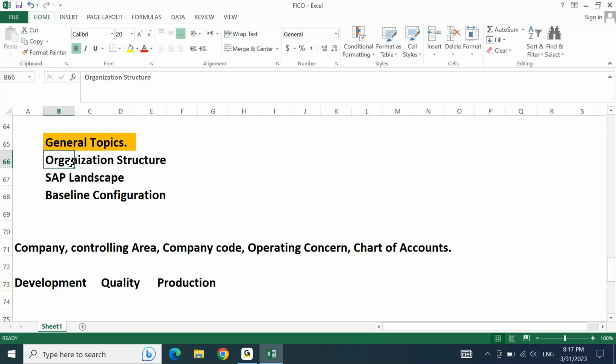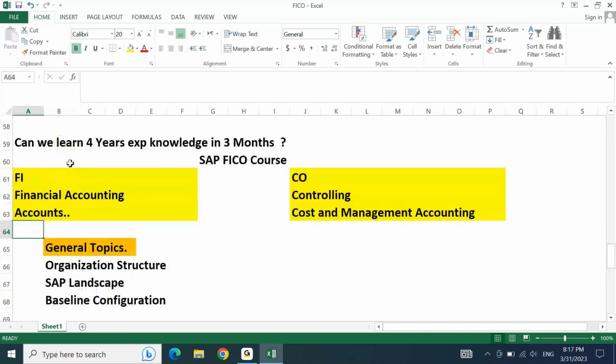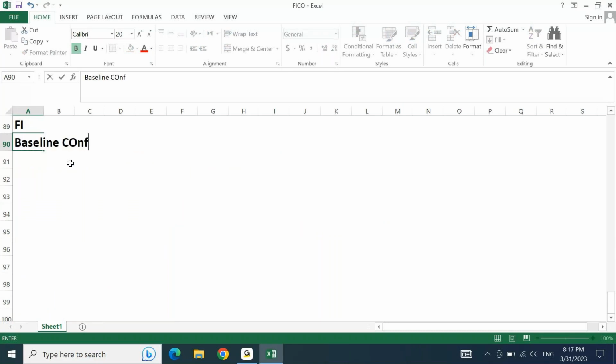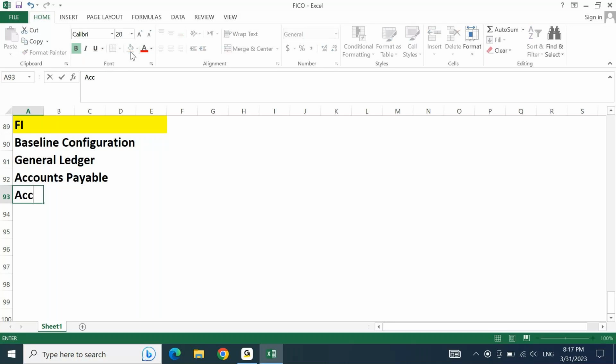When we talk about business process in SAP FI, what will you have in FI? In FI, you will have baseline configuration. After this, what other points will you get? You will get general ledger, accounts payable, accounts receivable, what else?